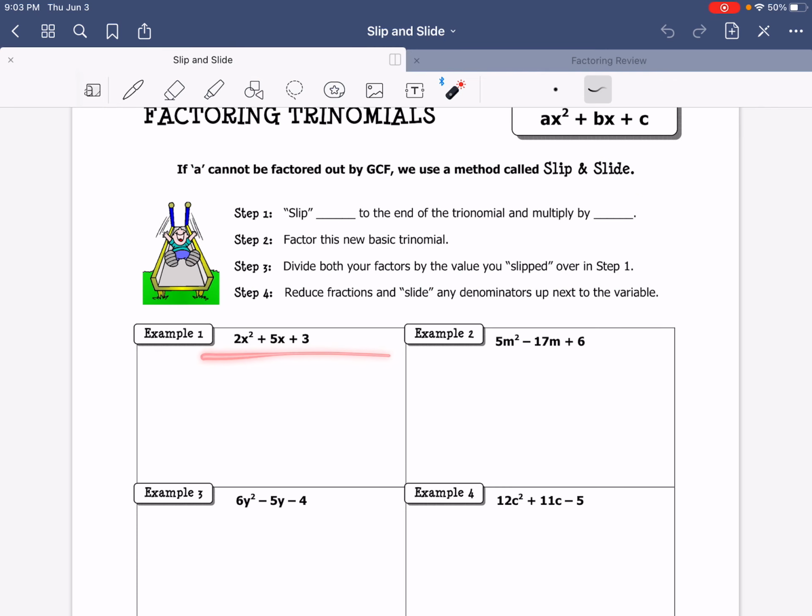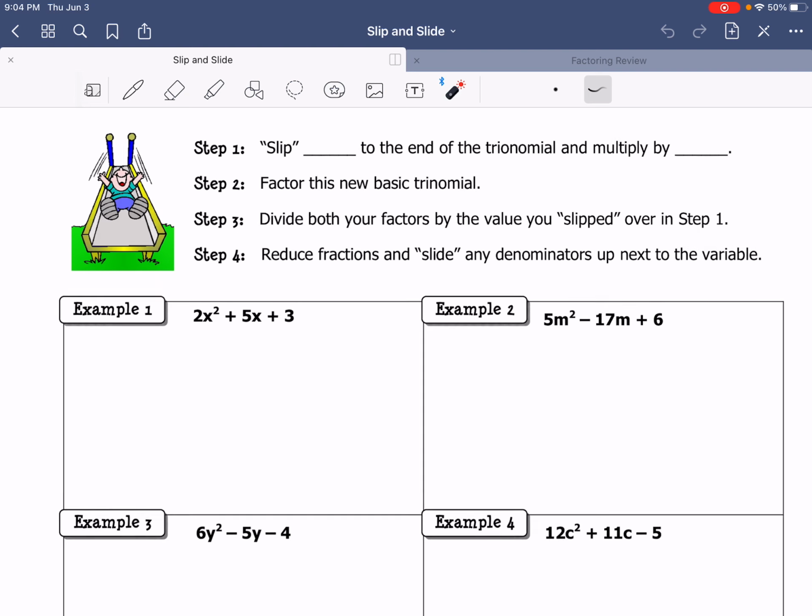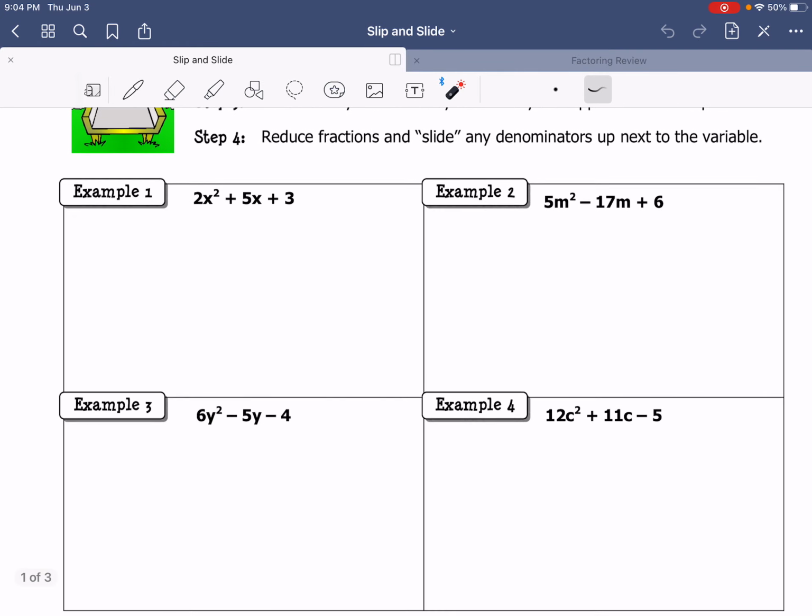But what if you don't find any GCF? What are you gonna do here? Because 2 does not go into 5 nor 3. And 5 does not go into negative 17 or 6. And 6 does not go into negative 5 or negative 4. So this one can be very confusing, right?